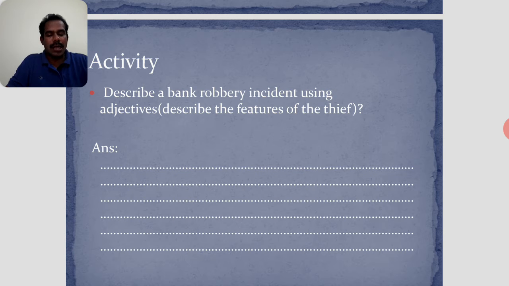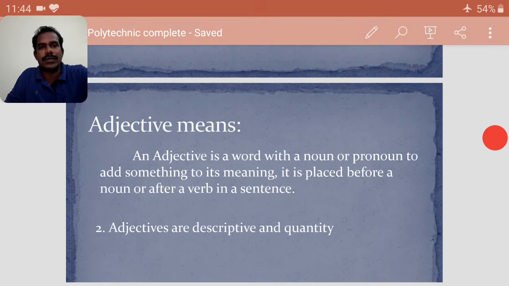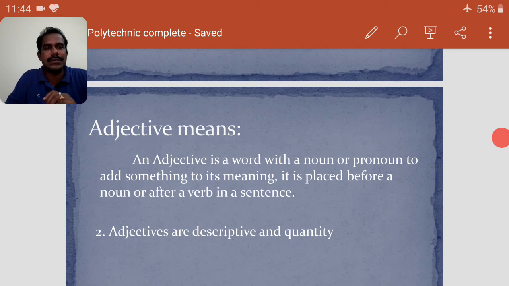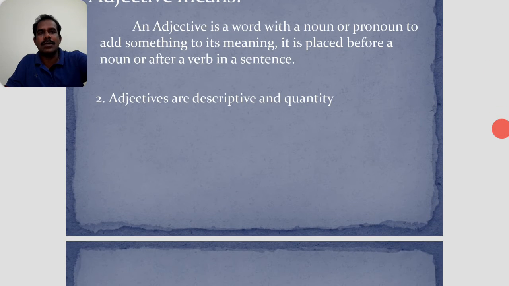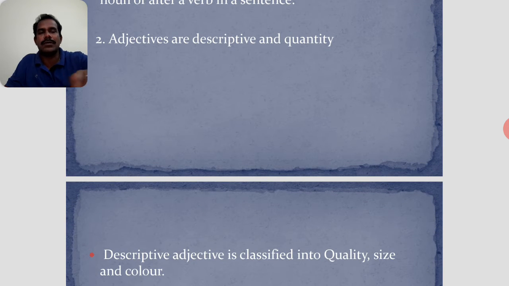I would like to mention that adjectives are of two types. An adjective is a word used with a noun or pronoun to add something to its meaning. It is placed before a noun or after a verb in a sentence. Adjectives are descriptive and quantity. One is descriptive and the second is quantity.